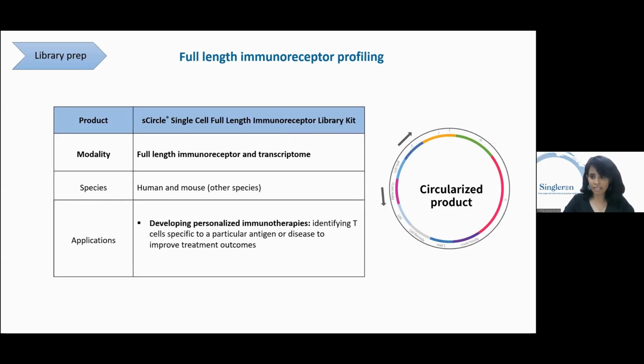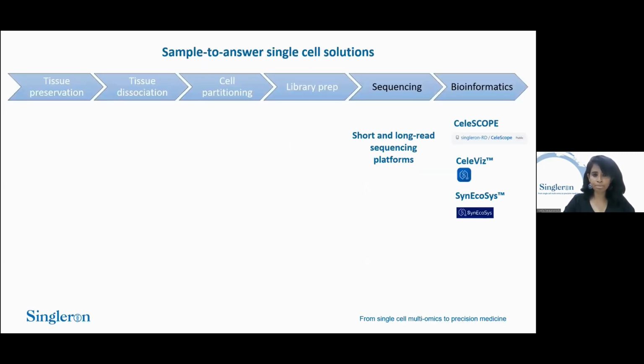But if your application is further down, you want to develop personalized immunotherapy, so you need to understand the whole T cell and see how it's specific to diseases or any antigens, then you want to consider our full-length immunoprofiling kit. Here you will get both the transcriptome and the full-length immunoreceptor.